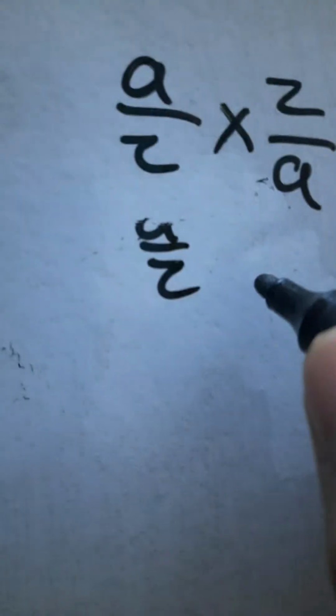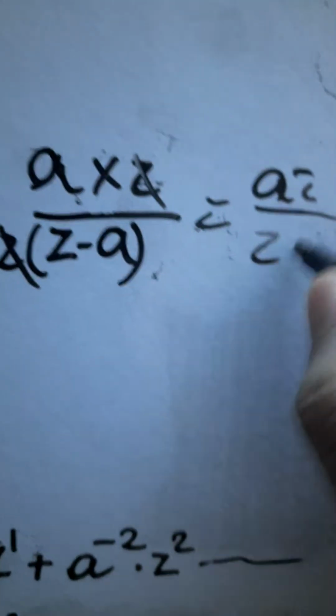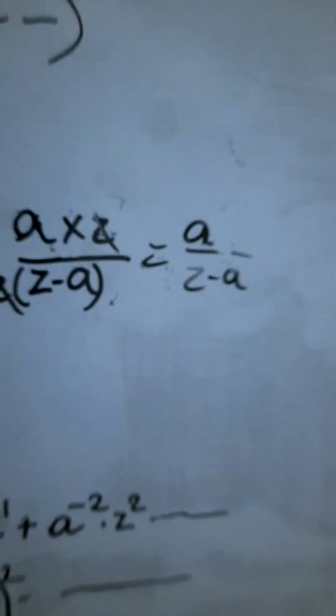So we reverse the operation from divide to multiply. We also reverse the numerator and denominator, because we did the opposite sign, so it is balanced. That way also you can remember. By the way, this z and this z can cancel out, so this is still a by z minus a. So we have dealt with this question.